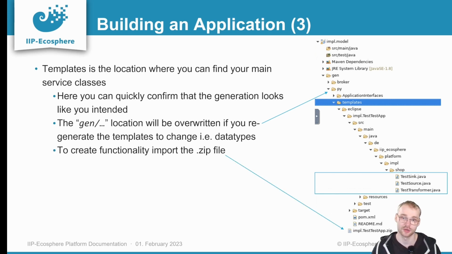To create functionality, import the .zip file at the bottom of the screen right now as a separate project, preferably on the same level as your impl model project, to make other things like creating the path for testing easier. We will get to this in the next slide set.